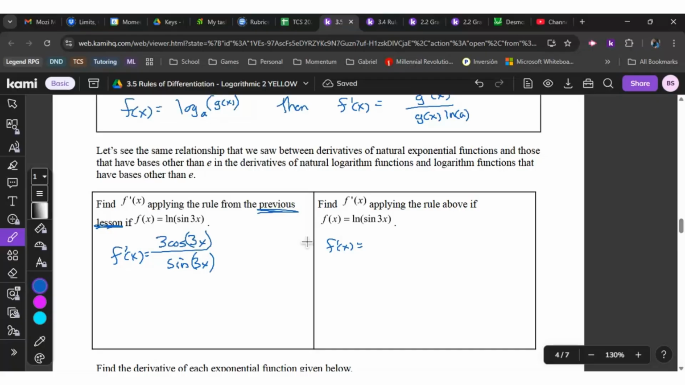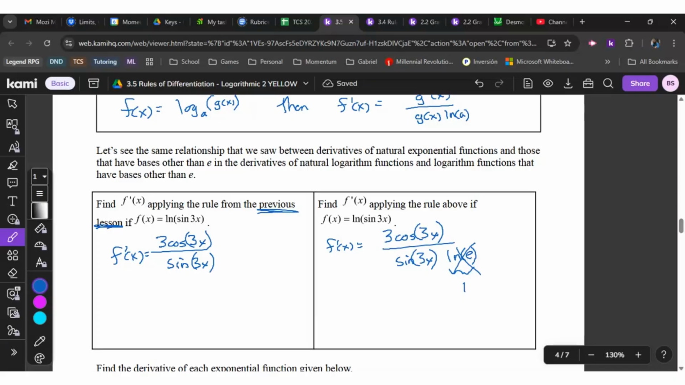All right, now we're going to do the same thing. So it's 3 cosine 3x over sine 3x times the natural logarithm of the base. What's the base? e. And what's ln of e? This is just 1. Okay?